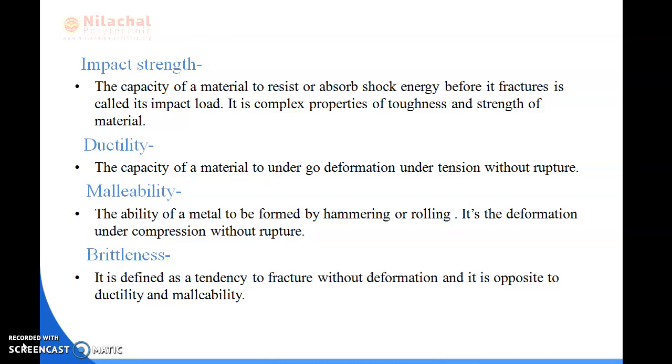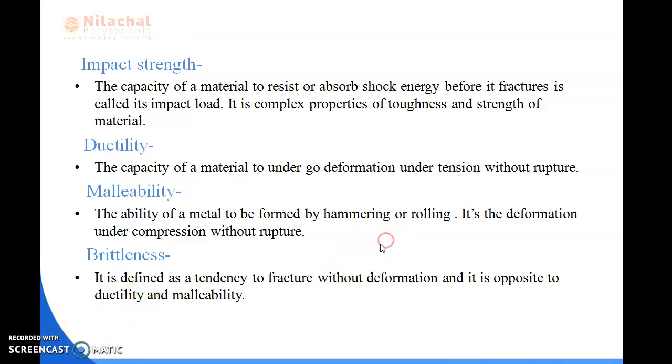Brittle materials include most ceramics, most glasses, and some polymers, such as polystyrene. Many steels become brittle at low temperature, depending on their composition and processing. So this brittle property mostly depends on the composition and the processing of a material. That is all about the brittleness of the material.